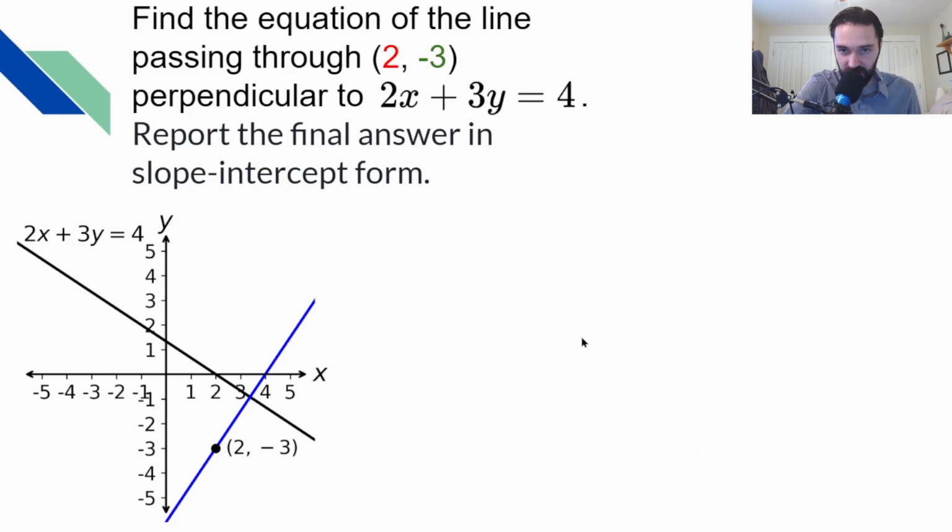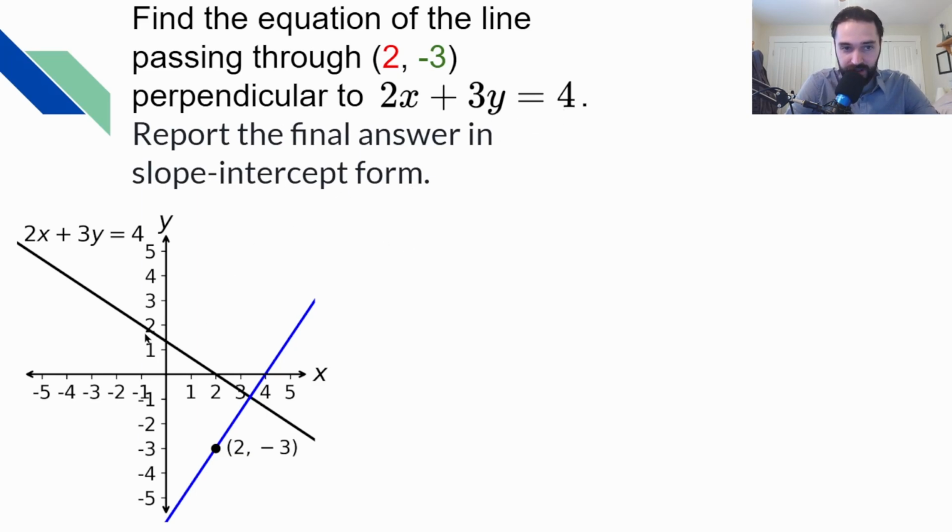All right, here's our last problem. This problem is pretty tough. All right, so fasten your seatbelts. Find the equation of the line passing through 2 comma negative 3 perpendicular to 2x plus 3y equals 4. Report the final answer in slope-intercept form.